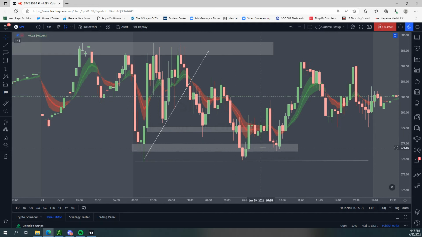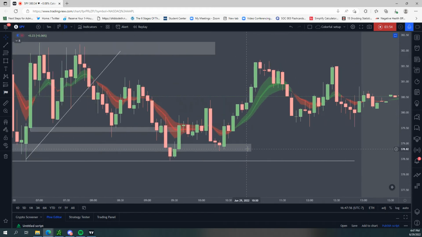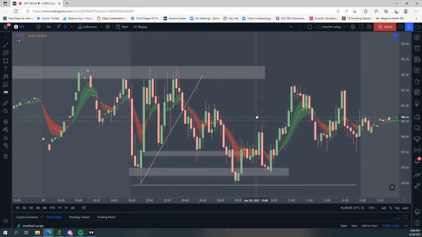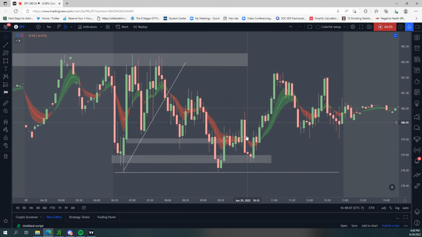So this was just a bad play by me. I entered on this candle right here. I thought we were getting a retest, and once we pretty much exploded to the upside, my stop loss triggered at like 15%. Took a loss there. So 1 for 2 right there, the first 2 plays of the day.